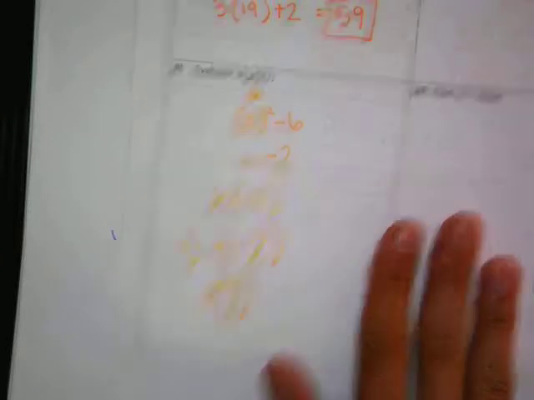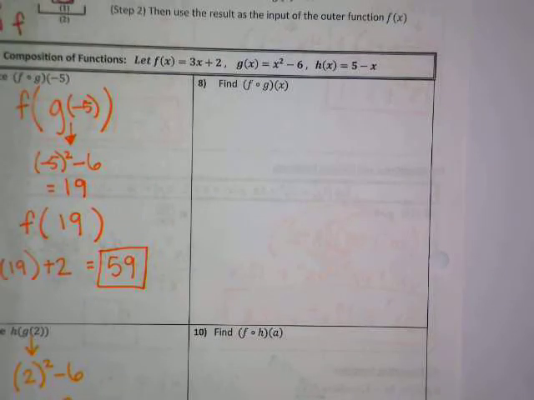Alright, jump over to number 9 now. So if you notice, number 8, we have x instead of a number, so our answer is going to have x instead of just one number. It's going to have x's in it. I'll show you.